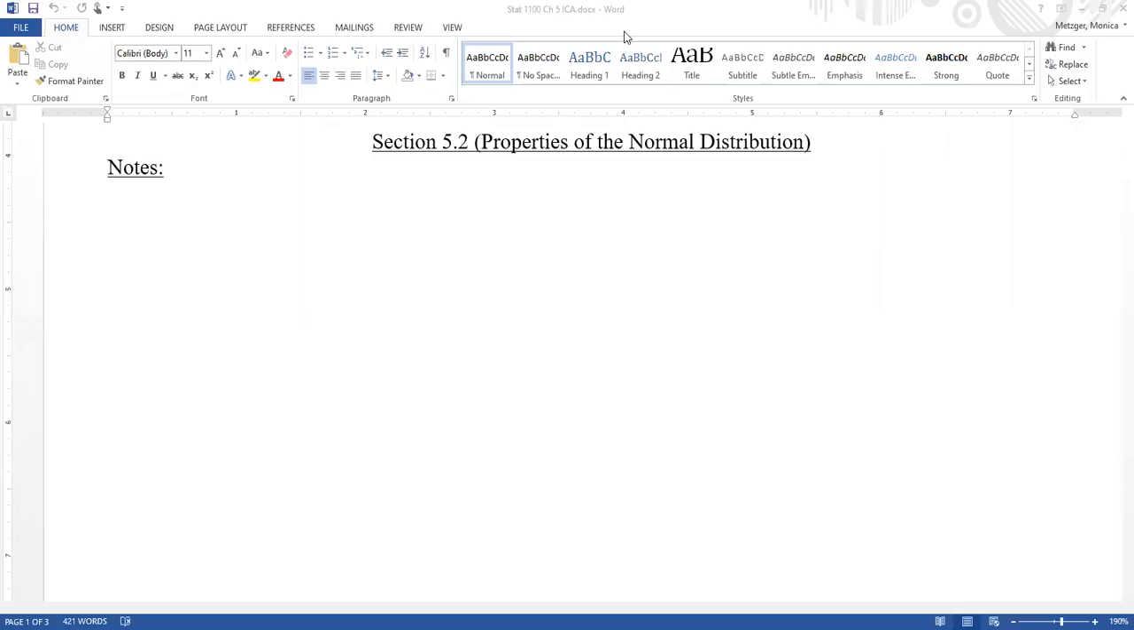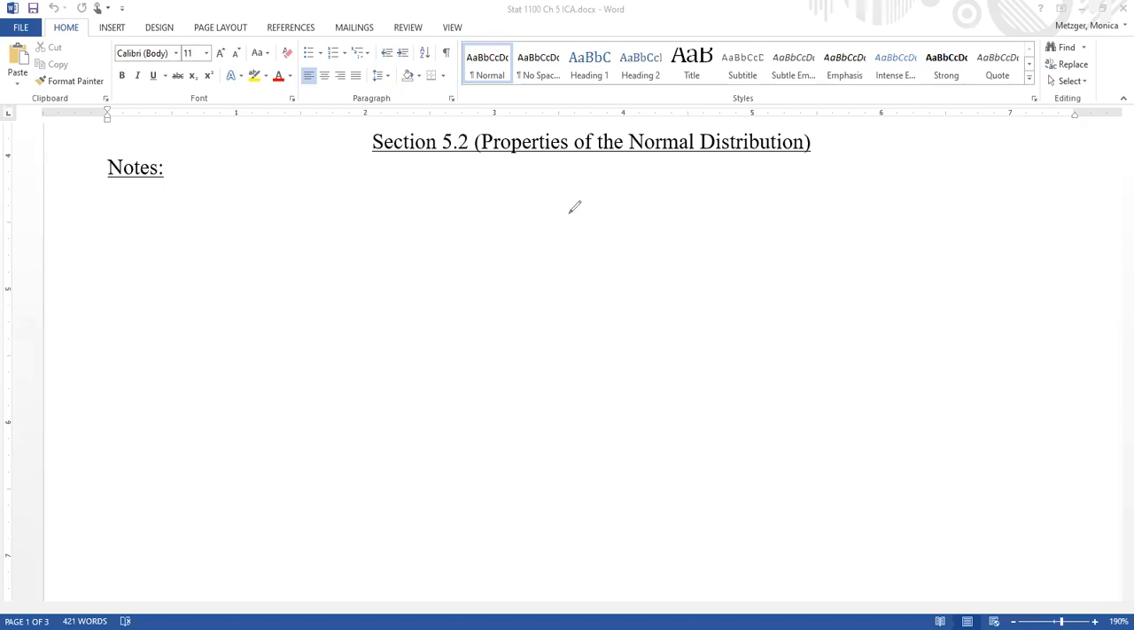Section 5.2 goes into quite a bit of new information and new concepts. So what I'm going to do is go through just a couple at a time and then clear the screen and start over. If you see on the completed notes, I have it broken down into the 68, 95, 99.7 rule, standard scores, and percentiles. That's how I'll go through the material as well.